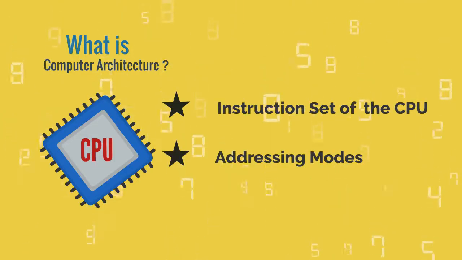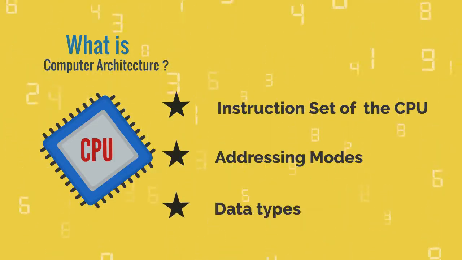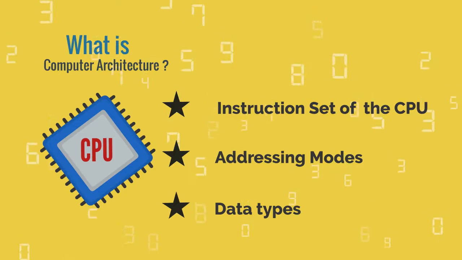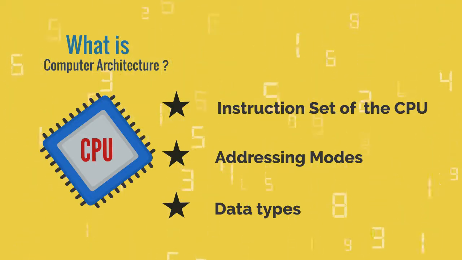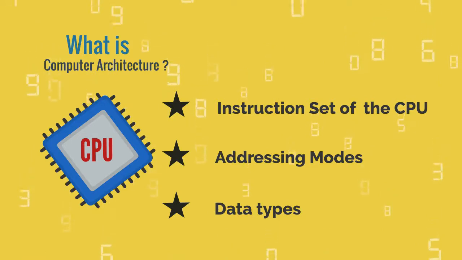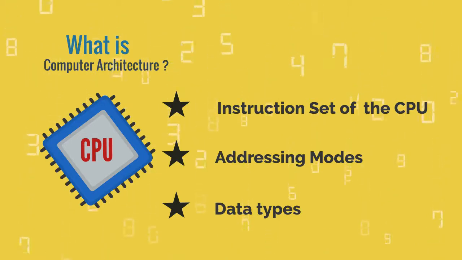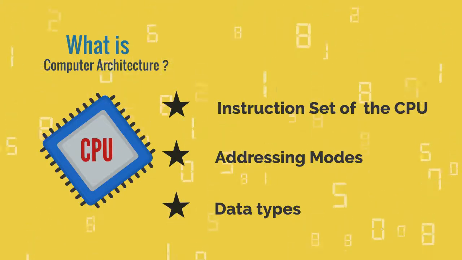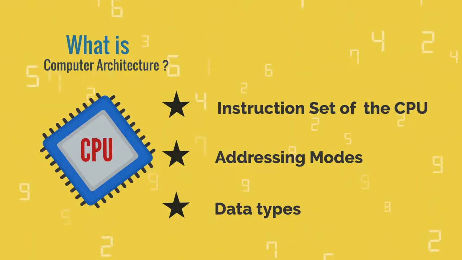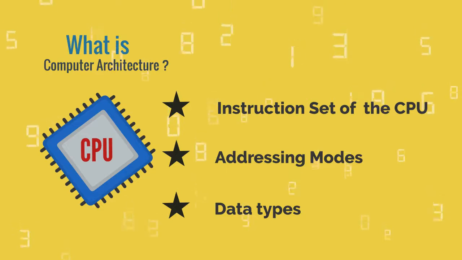Computer architecture also includes data types. All these parts make the logic of the computer system. Computer architecture acts like an interface between hardware and software. A programmer can view architecture in terms of instructions, addressing modes and registers. While designing a computer system, architecture is considered first.